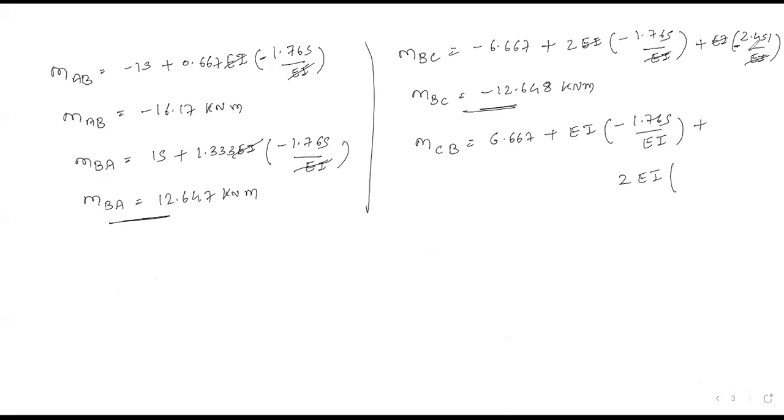What is theta C? Minus 2.451. So again, EI cancels out, so we will get some value for MCB. Can anyone tell me what is the value for MCB? कितना वैल्यू आना चाहिए CB के लिए? कैलकुलेट नहीं करना है. चलिए.